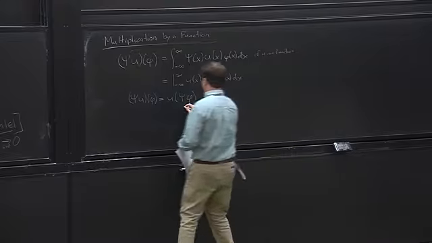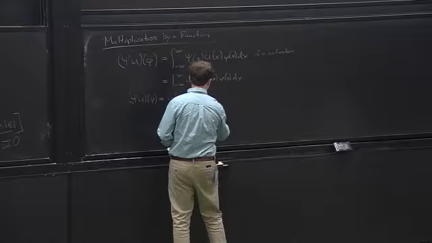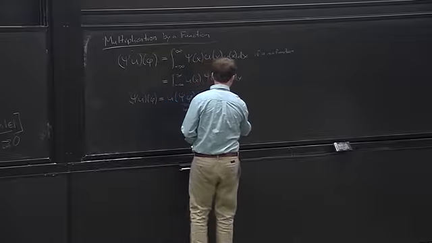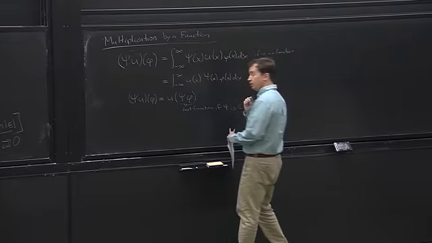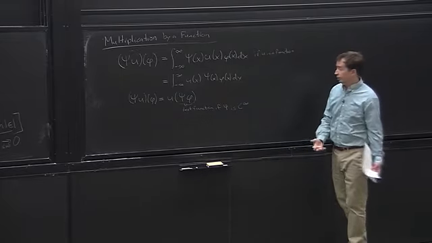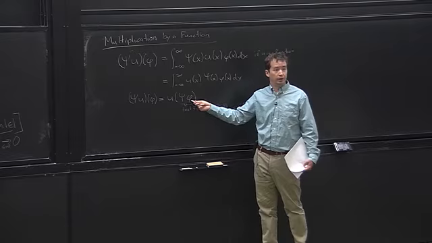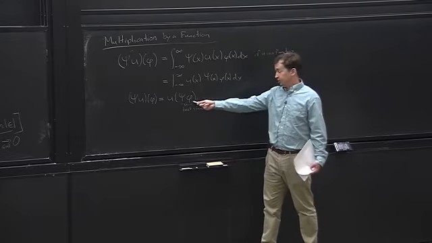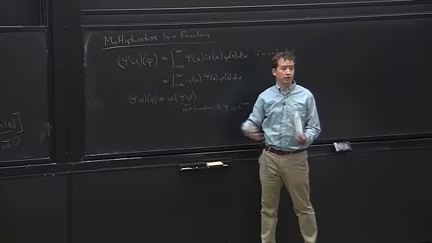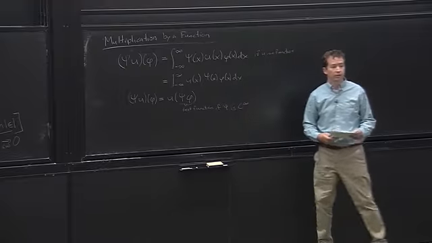So this will be a test function if psi is continuous and has infinitely many derivatives. So phi already has compact support. So if we multiply a C infinity function by another C infinity function that has compact support, we'll get another C infinity function with compact support.